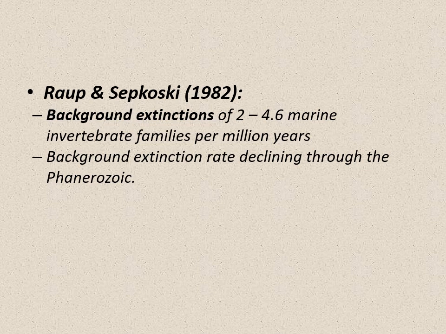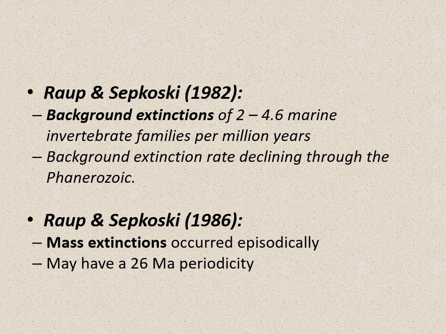So the background extinction rate, though, declines throughout the Phanerozoic. And then in '86, the same author team found that mass extinctions appear episodically, and they suggested a possibility of a 26 million year mass extinction periodicity. But this hasn't been well received.